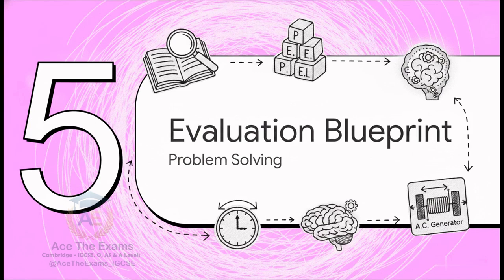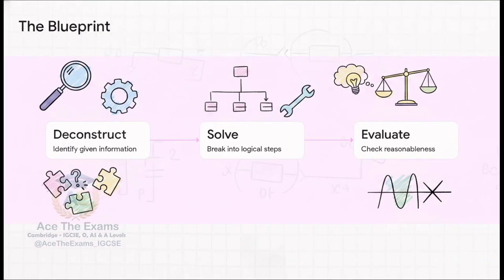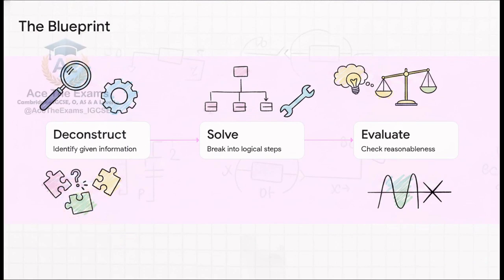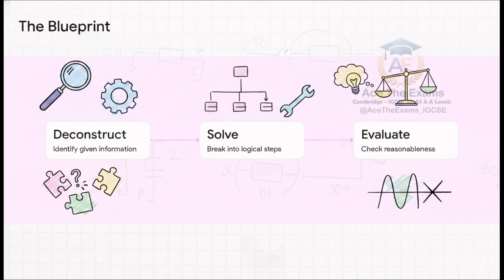Section 5, the evaluation blueprint. We're going to use a deconstruct, solve, evaluate method. Finally, let's wrap all of this theory and strategy into an ultimate foolproof problem-solving methodology that you can confidently carry into the exam hall. By deploying this precise deconstruct, solve, evaluate framework, you ensure that every comparative analysis you write highlights both similarities and differences, all backed by hard physical evidence. When you face an unfamiliar context, say a really tough 6-mark question evaluating the evidence quality of a brand new generator design, you start by identifying the limitations and assumptions explicitly made in the prompt.